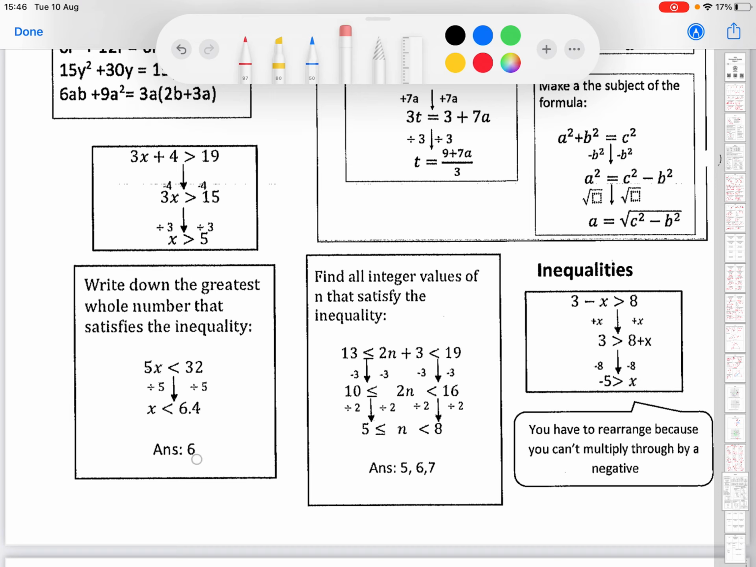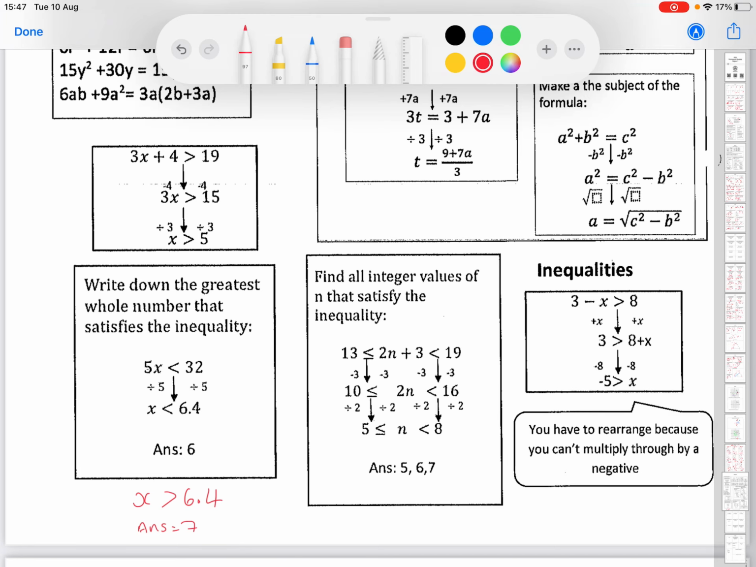If you have a question, for example this one underneath, where you've got to find the greatest or the least value for a number. If you're left with 5x is less than 32, that means x is less than 32 over 5, or you can write it as 6.4. Now x has to be less than it, so the biggest number that x could be would be 6. If you had it the other way round, so x is greater than 6.4 and you're looking for the least value for x, x has to be bigger than 6.4, so you would actually round up.